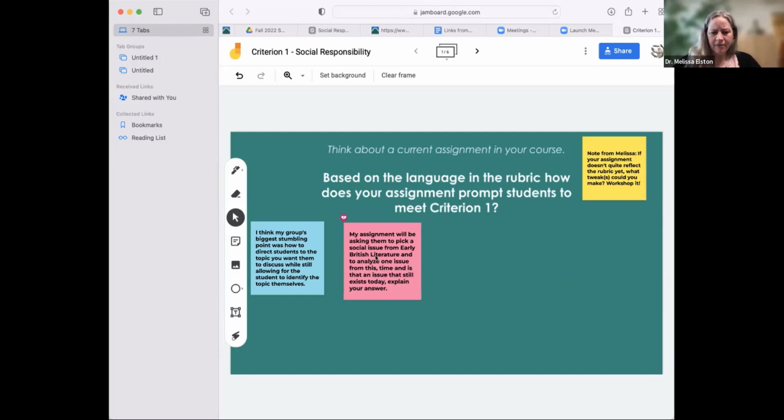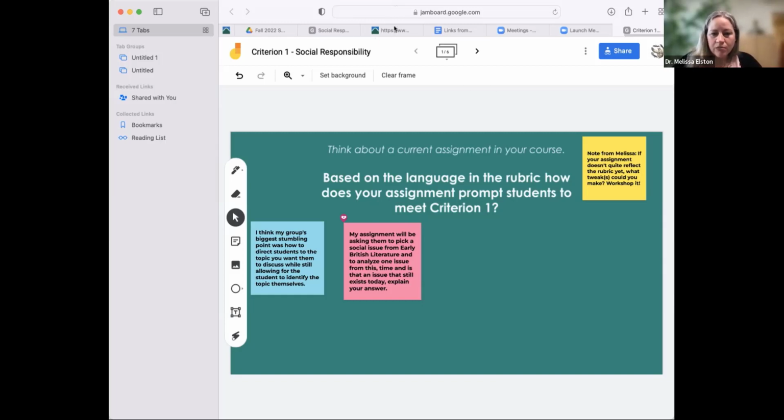Okay. And I'm just reading through this one real quickly. My assignment will be asking them to pick a social issue from early British literature and analyze one issue from this. That sounds like the thing. Good. Okay, it sounds like we're on the right track. Let's keep the train chugging.